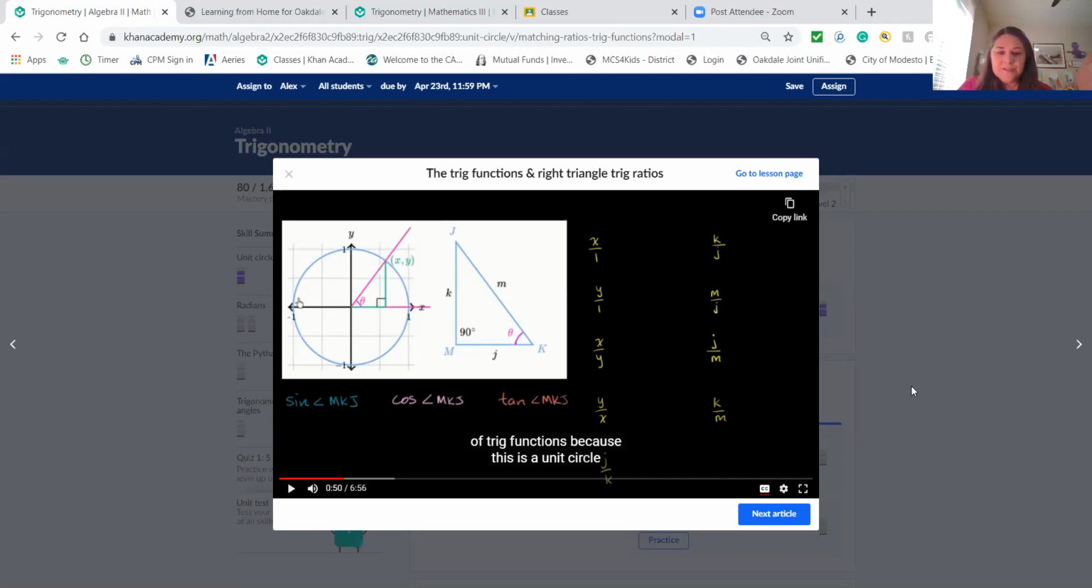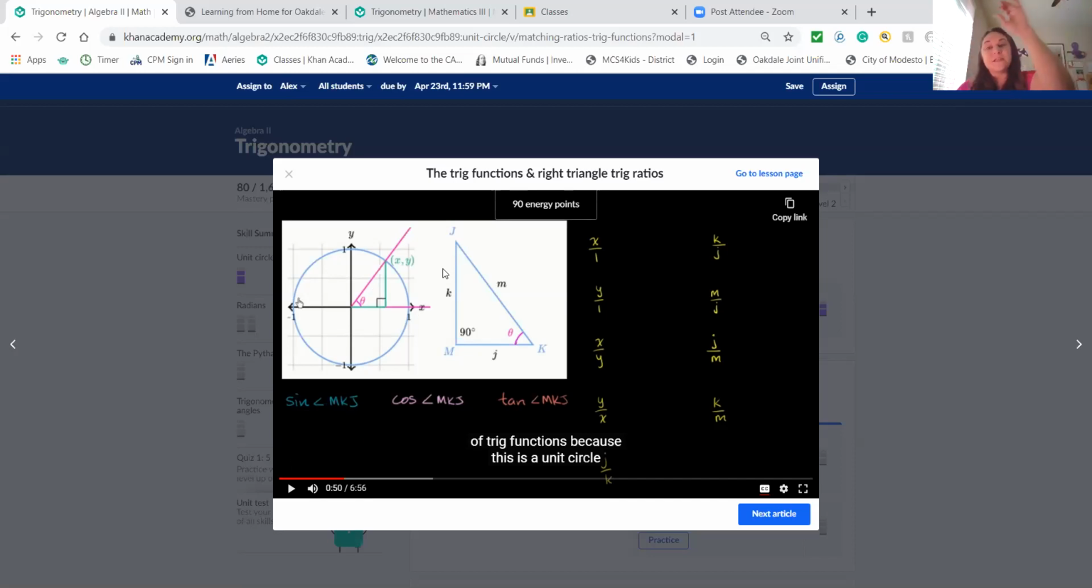And what he asked you to do in this case was pause the video to see if you can figure out the things that are at the lower part of the screen. What's the sine of MKJ? If you follow the vertices, you're going to go from the letter M to the letter K to the letter J. So the vertex is K.